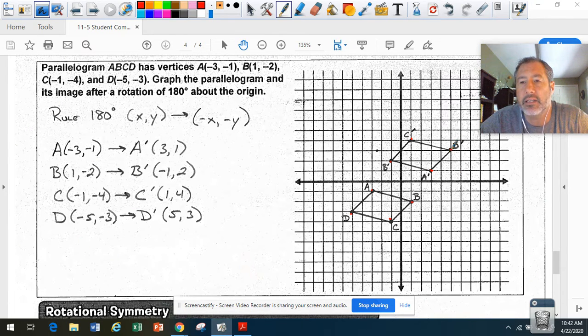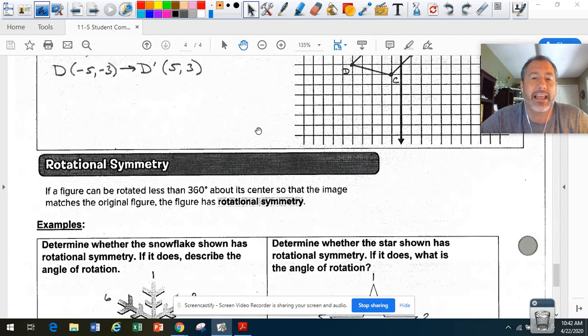And here is the D prime right there, connected here to your vertices, and you have your new image there. Very good, guys. As you can see, those rules are going to be extremely important for you to refer back to and follow. Well, let's do a last little thing here.